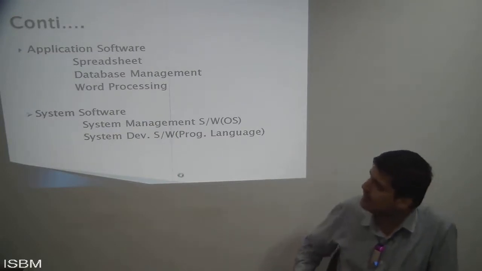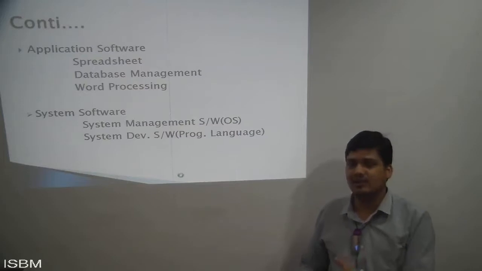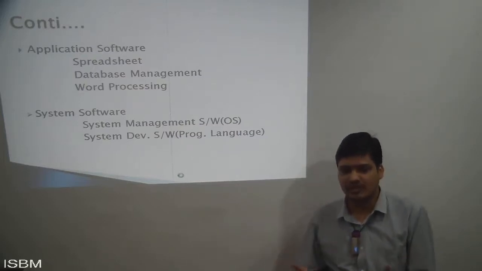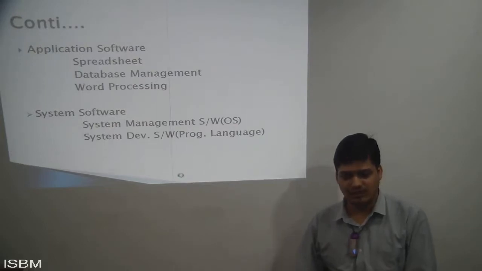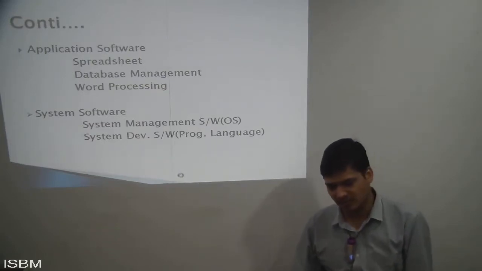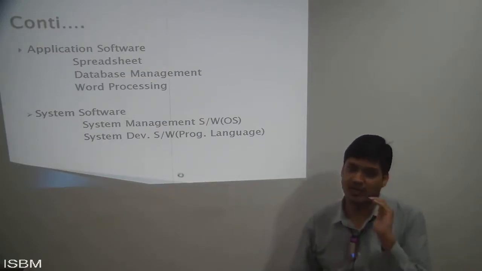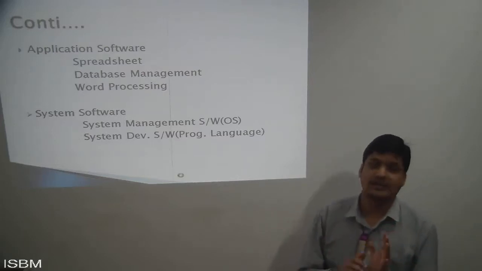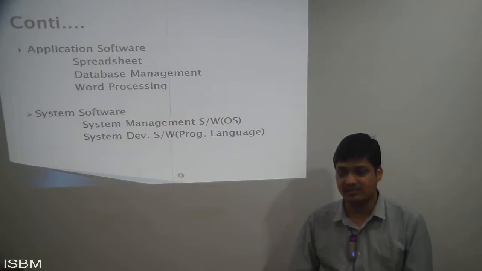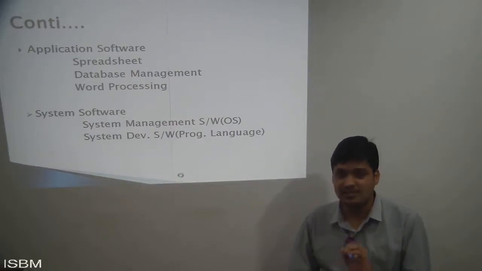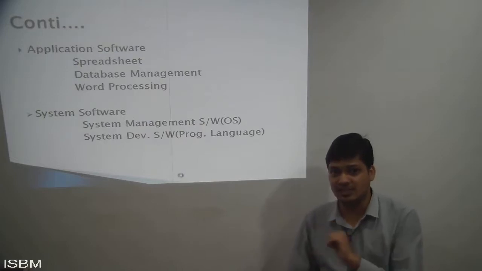Second, database management software is also an example. A database management software, or DBMS, manages the database of an organization. There is a lot of database management software. Then there is a lot of other software, like CRM. CRM is nothing but customer relationship management, which we talked about in the last lecture. Then SCM, supply chain management, which is used in logistics.